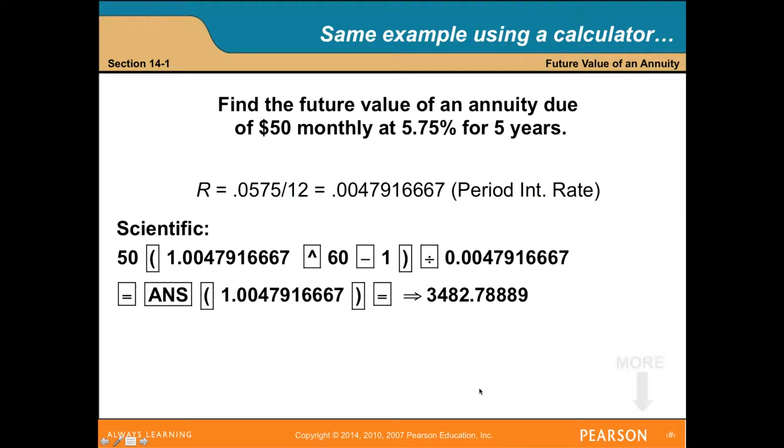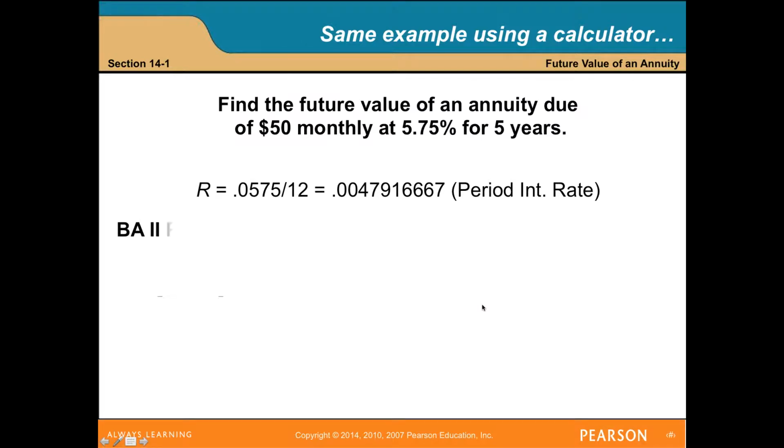$3,482.79. If you're using the scientific calculator, you'd put in 50, open parentheses, 1 plus the rate, exponent 60 minus 1, close parentheses, divided by the rate per period equals answer, times open parentheses 1 plus rate, close parentheses, equals $3,482, and basically this rounds up to 79 cents.